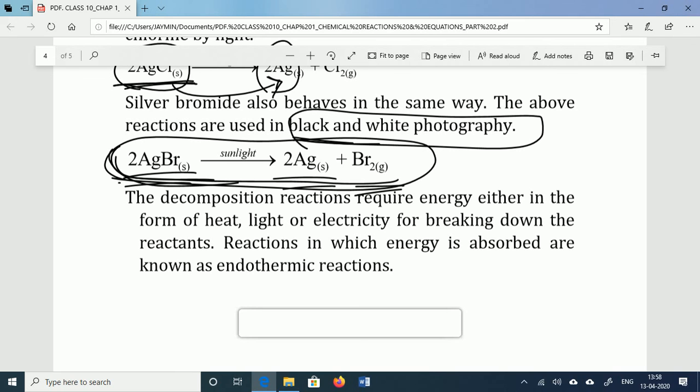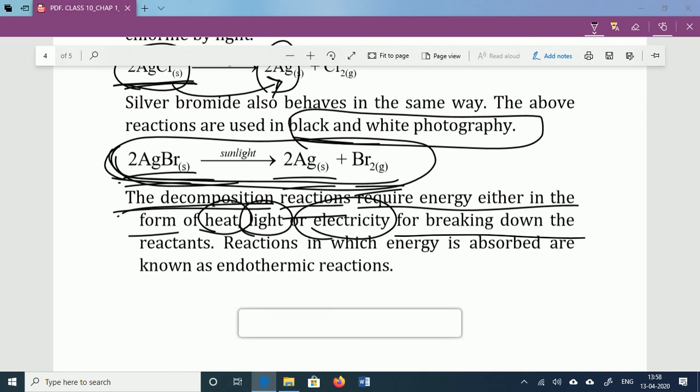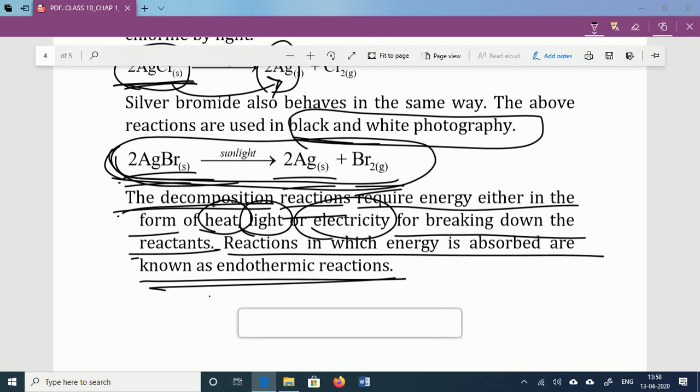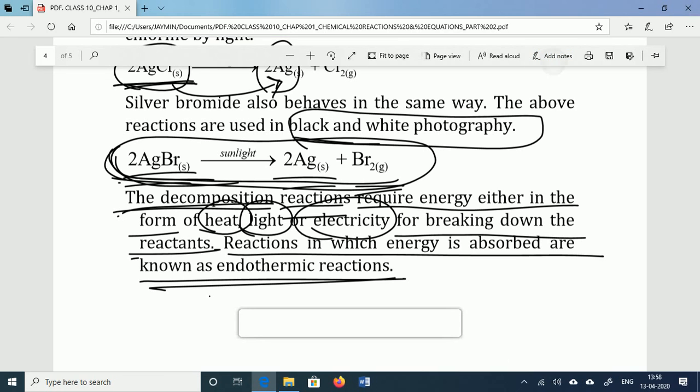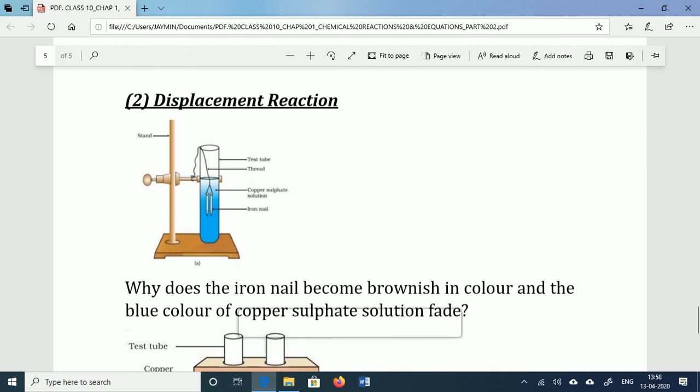In summarized form, decomposition reactions require energy, either in the form of heat, light, or electricity, for breaking down the reactant. The reaction in which energy is absorbed is known as an endothermic reaction. Generally a decomposition reaction is an endothermic reaction, right? So this is about the decomposition reactions.